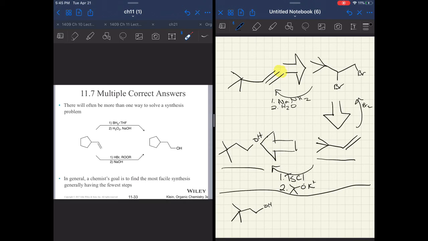Notice multiple correct answers. Even Klein makes a whole section dedicated to this. There are multiple ways that we could go from A to B, right? We're adding water across this double bond. We could do that very simply, hydroboration oxidation. If you can't remember these reagents, though, you could still get this problem correct. If you treat this with HBr and ROOR, you will get the anti-Markovnikov addition of that bromine. And then you could do sodium hydroxide and get a nice little SN2 reaction, replace the bromine with the OH. Both of these are equally correct.